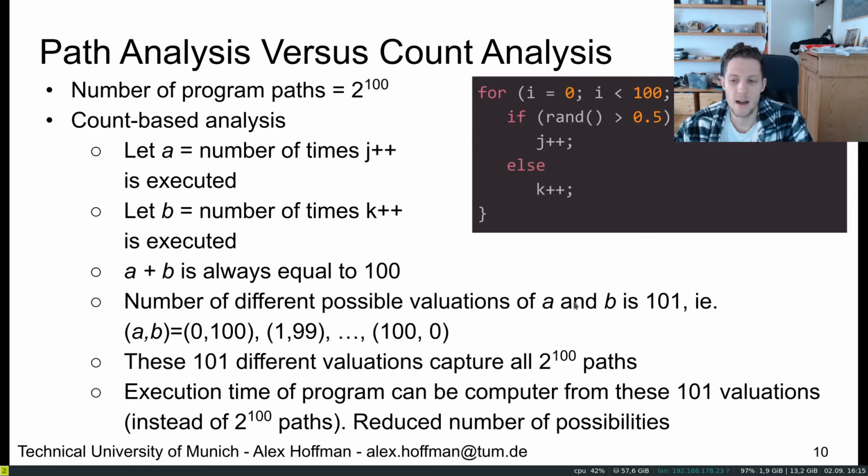And so there are 101 different possible outcomes from this code. These 101 different possible outcomes capture all of the 2 to the 100 possible execution paths that we can take through this, but it is a much smaller set of possibilities to evaluate, meaning that evaluating 100 different possibilities is more feasible than 2 to the 100, right?